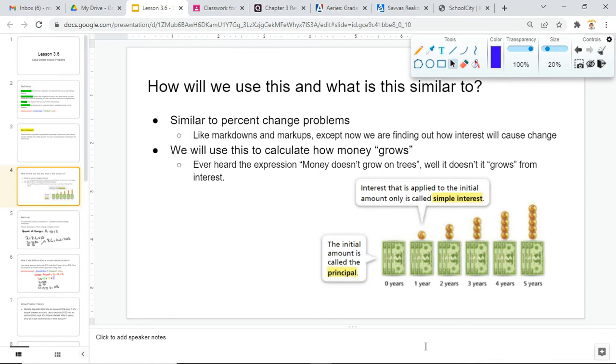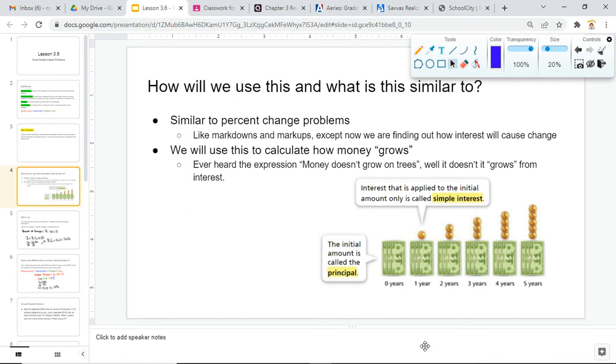I don't know if you guys have ever heard the expression, money doesn't grow on trees, and it doesn't come out of nowhere. Well, it doesn't, but it does grow from interest. So I got a little graphic for you guys right here. Here we see an initial amount of money at 0 years. It looks to be about $300. And that initial amount of money is called the principal.